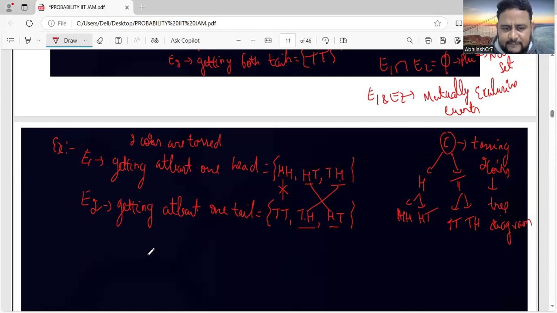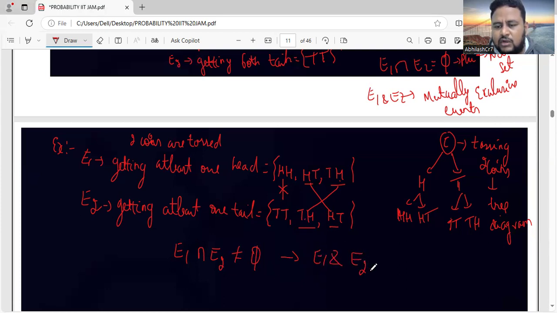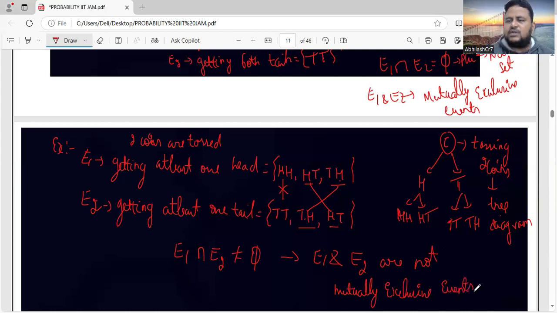That's why I can say that E1 intersection E2 is not equal to null set. Phi means null set. Therefore, I can say that E1 and E2 are not mutually exclusive events. Okay, friends.